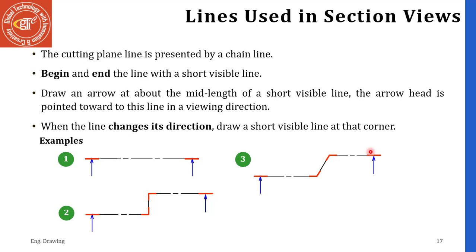The cutting plane line is represented by a chain line, and draw a short visible line at the beginning and the ending of the line. Then draw an arrow at about the mid length of the short visible line, and the arrowhead is pointing toward this line in a viewing direction. When the line changes direction, draw a short visible line at that corner. The above mentioned points are shown in examples 1, 2 and 3.